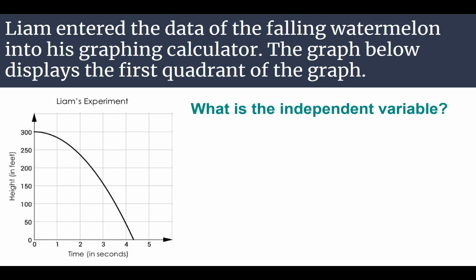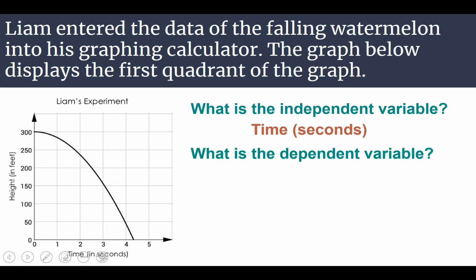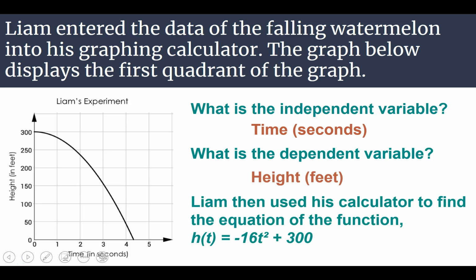Okay. So, here is Liam's graph when he dropped the watermelon. What is the independent variable here? Is it the height or is it the time? Those are our two options. Independent. Which one stands by itself? The time. Yes. Our time is independent. That's our x variable. And dependent. So what depends on the time? The height does. Good. That's a little throwback to last semester. So independent is our time in seconds. Dependent is our height in feet.